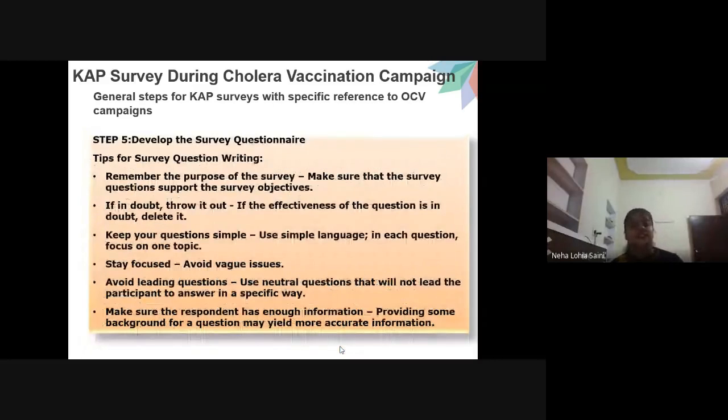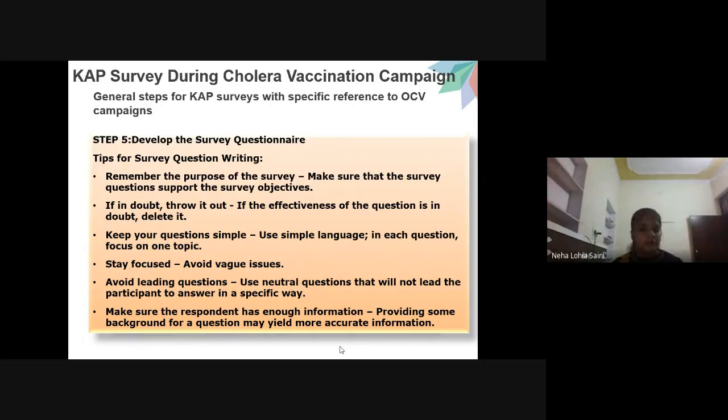Then we have developed the survey questionnaire. Tips for survey question writing. You have to remember the purpose of your survey, girls. Make sure that the survey questions support the survey objectives. So whatever questions you are writing in your questionnaire, it has to be related to your survey objectives.